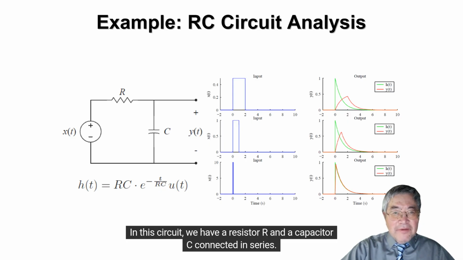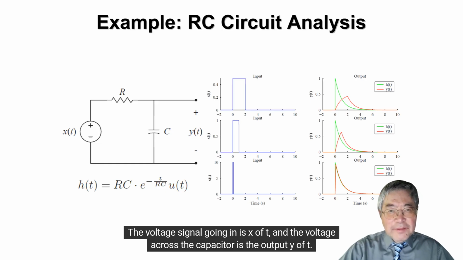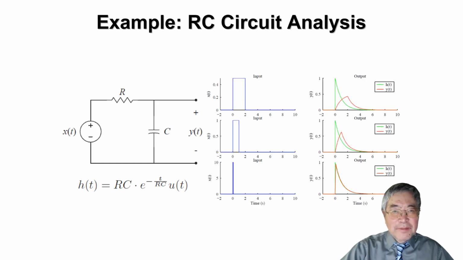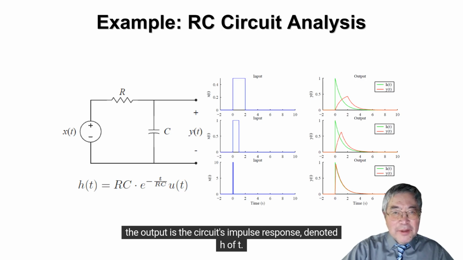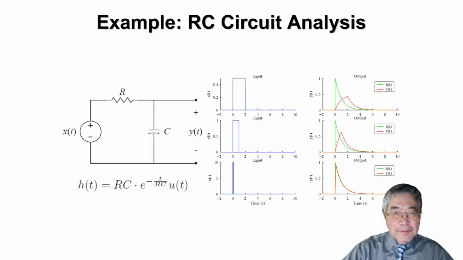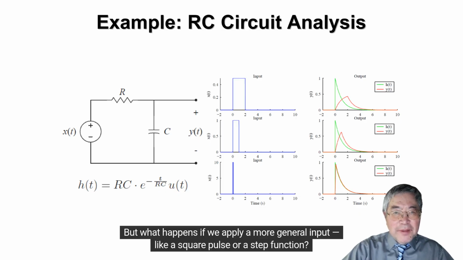In this circuit, we have a resistor R and a capacitor C connected in series. The voltage signal going in is x of t, and the voltage across the capacitor is the output y of t. Now here's the key point. If we apply a delta function as the input, meaning a sharp, instantaneous impulse, the output is the circuit's impulse response, denoted h of t. The h of t of the RC circuit is a decaying exponential. It tells us how the circuit reacts over time after a sudden input. But what happens if we apply a more general input, like a square pulse or a step function?